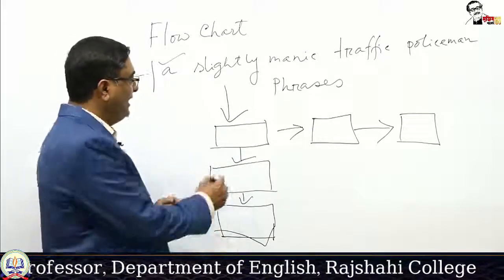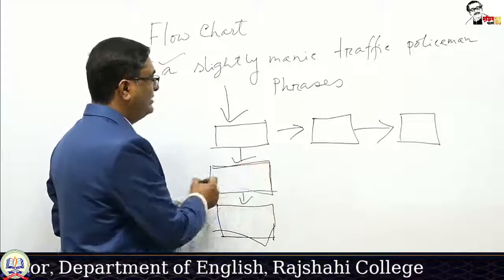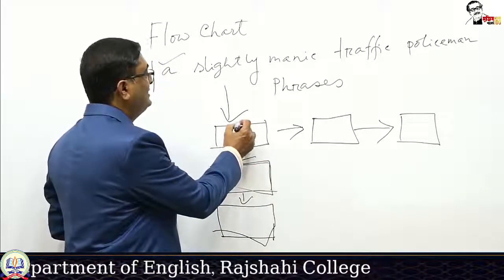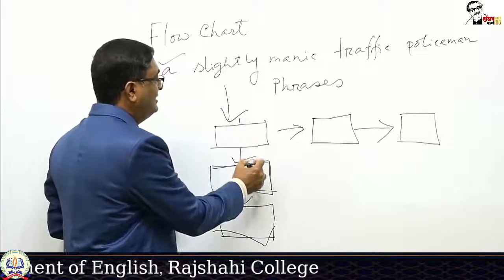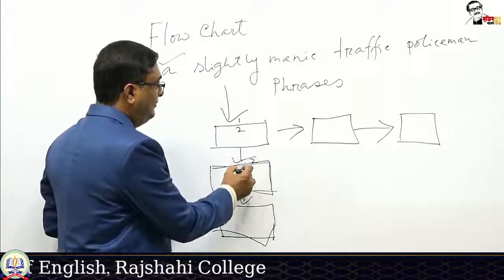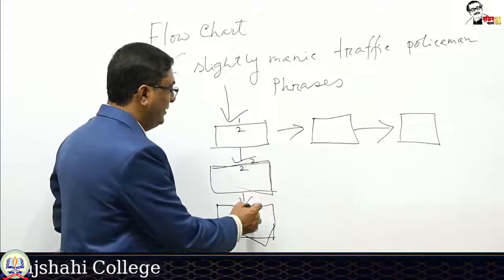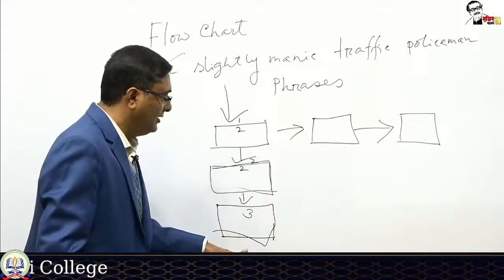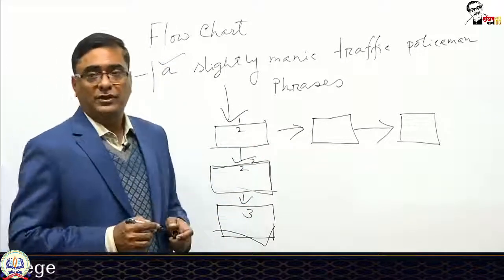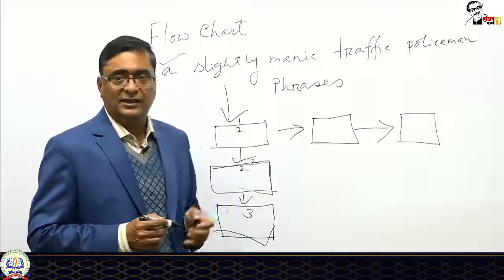So after writing the phrase, make the box and do something like this. Say, for example, this is number one. So this is number two. You can insert the number within the box, or you can insert the number above the box. There is no problem. So this is number three. So like this, you have to go up to six. The first one is given by us.